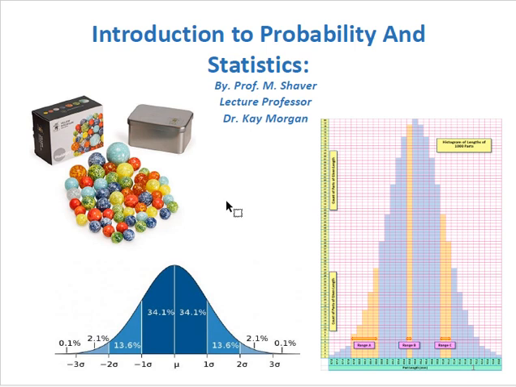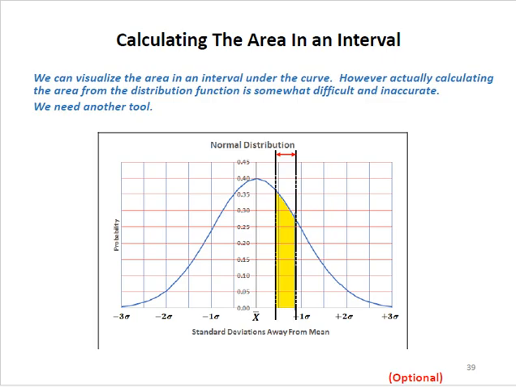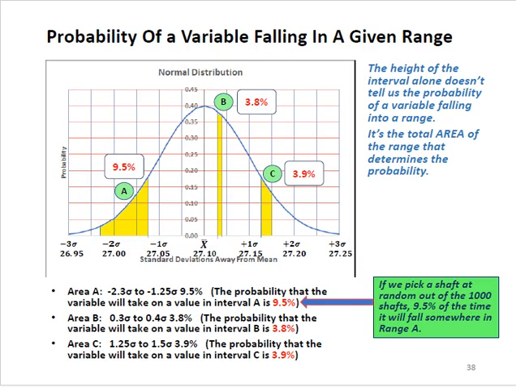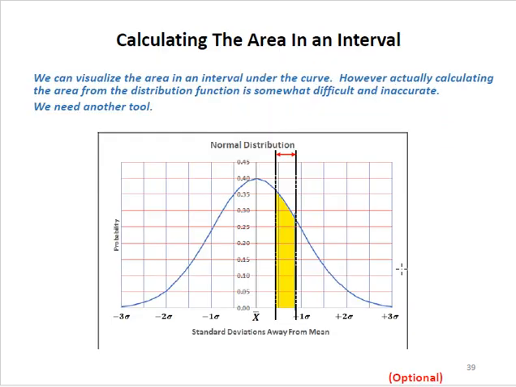Okay, so we are going to continue with part number 4 of your probability and statistics. We cut off last time here, yeah? So we will continue in part 4, the area in an interval. So let's see how we do it.